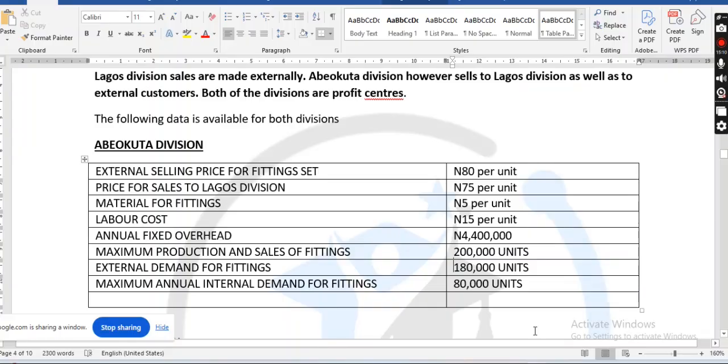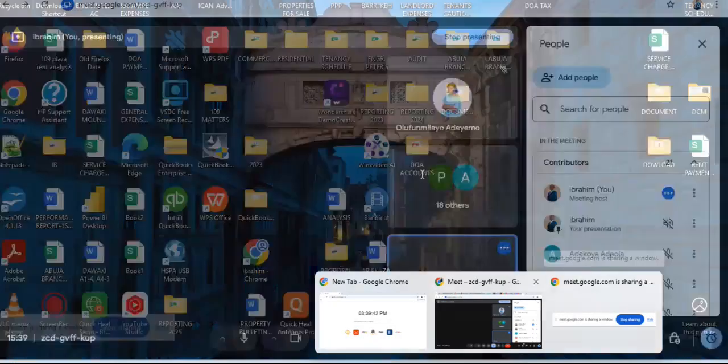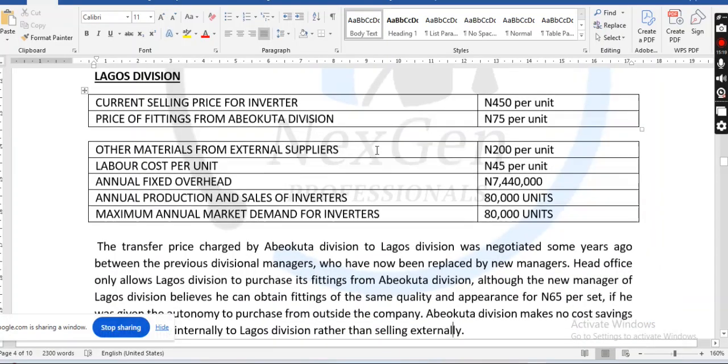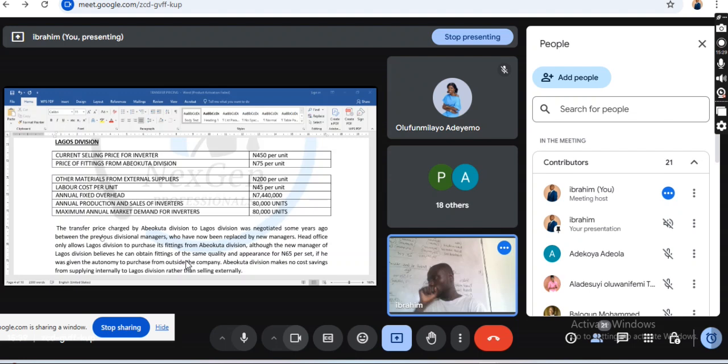Now, let's check for Lagos. This is Lagos division. What happened in Lagos division? Current selling price for inverter. Class, the current selling price for inverter is 450.